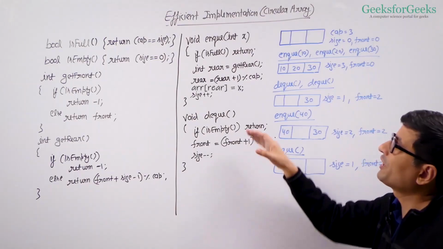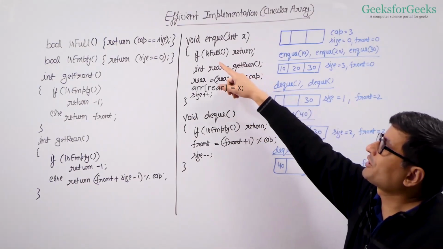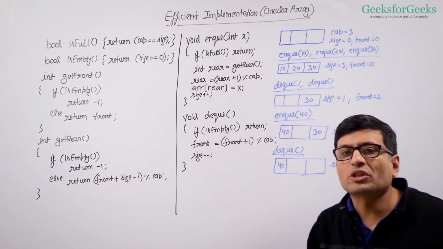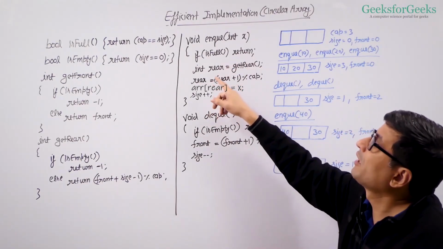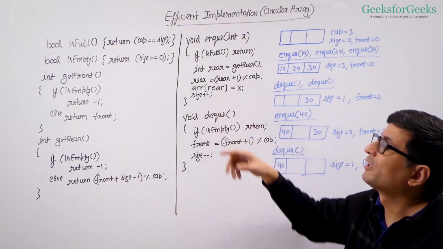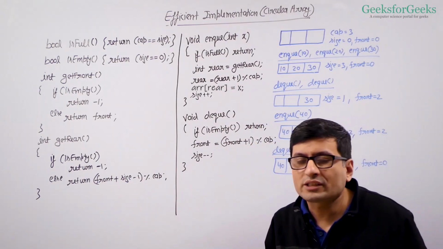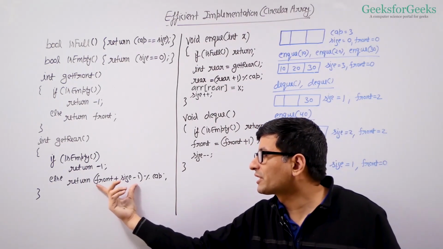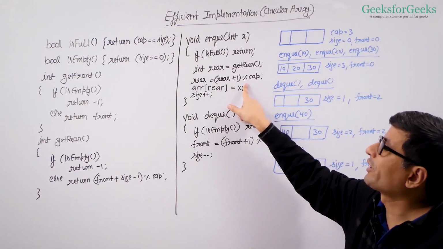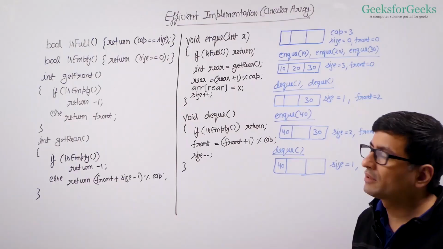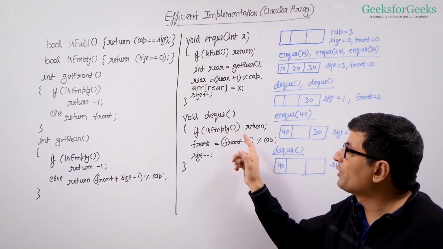Now let's see the enqueue function. The enqueue function first checks, since you're trying to add an item to the queue, whether the queue is full or not. If the queue is full, then we return. Otherwise, we get the rear. So rear is not part of the class. We get it using this function, which gives us this. And once we get the rear, we do rear equal to rear plus 1 modulo capacity, and we do size plus plus, right?